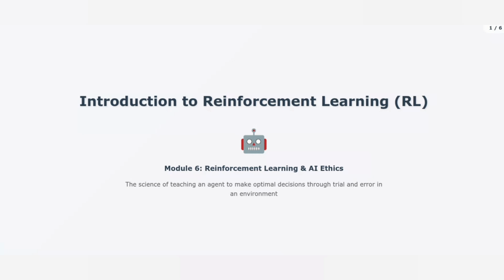Welcome to our penultimate module. We've explored supervised, unsupervised, and now generative AI. But there's a third major paradigm of machine learning, reinforcement learning, RL, the science of teaching an agent to make optimal decisions through trial and error in an environment.